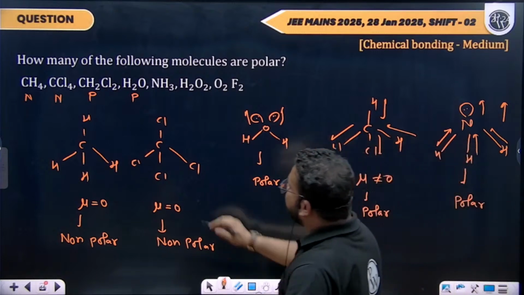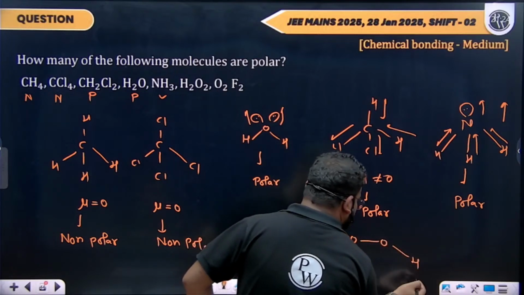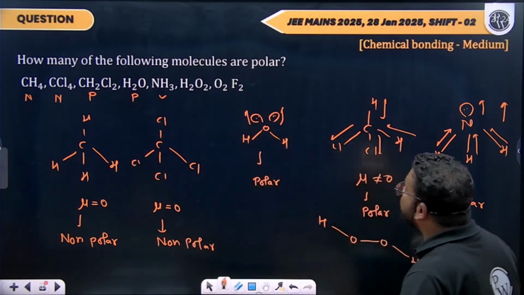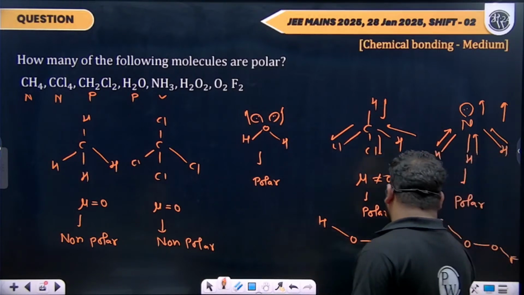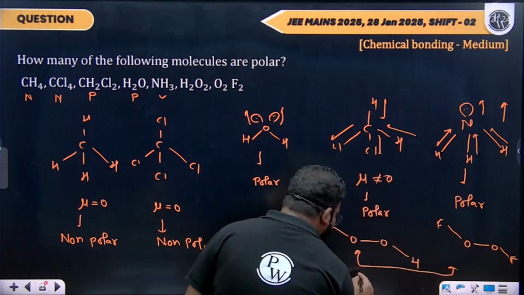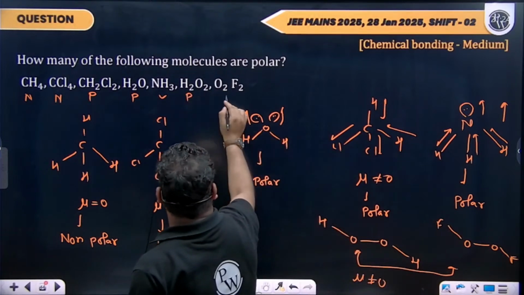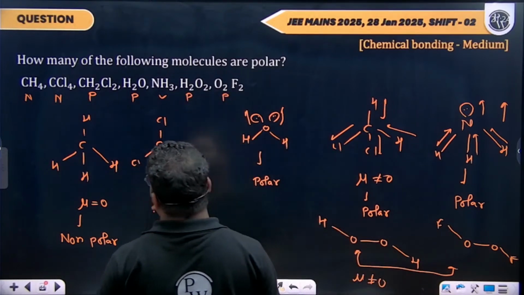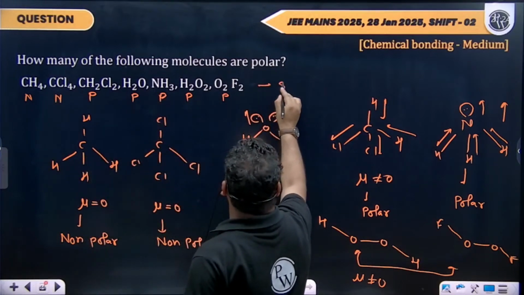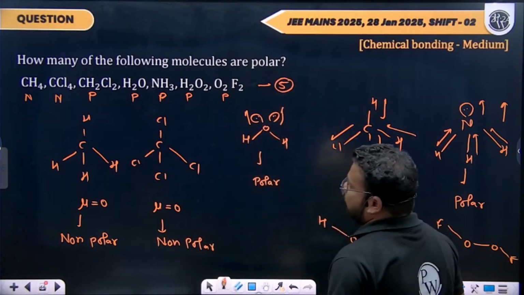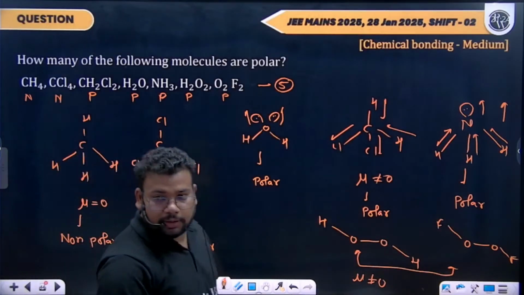H2O2 is also polar. And O2F2 has the open book structure, so its dipole moment is not equal to 0. It means H2O2 is polar and O2F2 is polar. So the total number of polar molecules is 5.